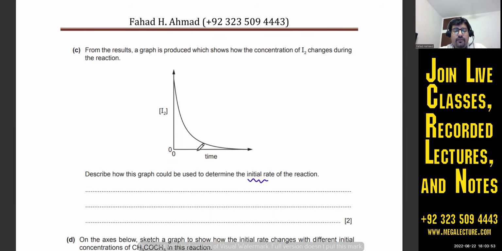But remember, when you do a comparison, you always measure the initial rates because the rate of the reaction changes with time. For the initial rate, you're going to make a line and figure out the gradient of this line. So measure the initial gradient of this line at t equals 0 seconds. That is what your initial rate is.